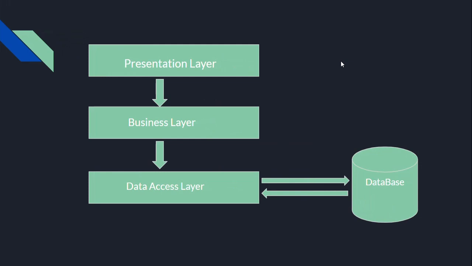If you want to implement any application, the application needs to follow some layers. The first one is the presentation layer, the second one is the business layer, and the third one is the data access layer. The data access layer is going to interact with the database. We are going to discuss them one by one: what is the use of the presentation layer, how we are going to develop it, and the business layer, and how we are going to develop it. So we can see them one by one.